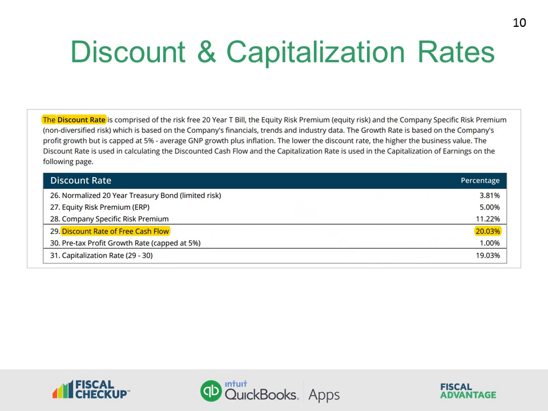This discussion describes how the discount rate was calculated. It's comprised of 3 components listed on line 26, 27, and 28. The discount rate will be used to calculate the value of the business using the discounted cash flow method. The growth rate of profits is deducted from the discount rate in order to arrive at the capitalization rate, which will be used in the capitalization of earnings method.